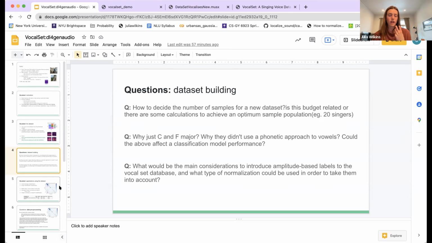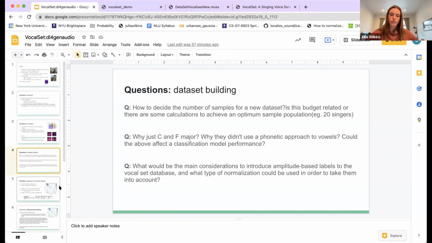Different mouth shapes, I guess, as you're singing the vowels, I think we would get a more representative sample overall. So it probably would improve performance on these tests overall. Thank you. Yeah, great questions.